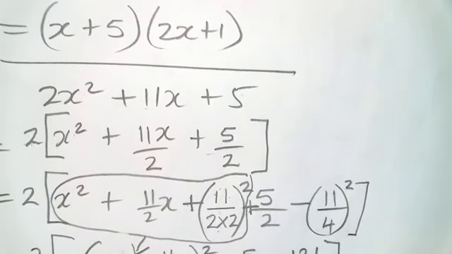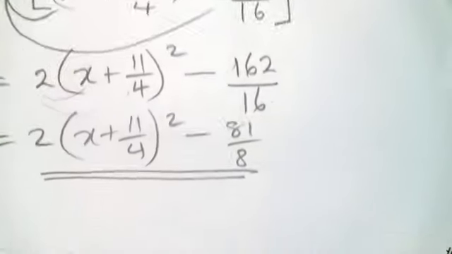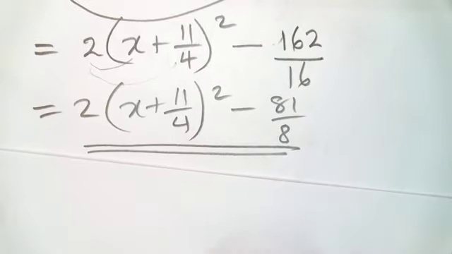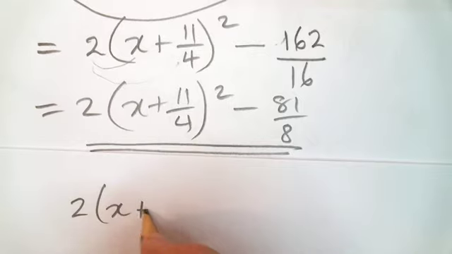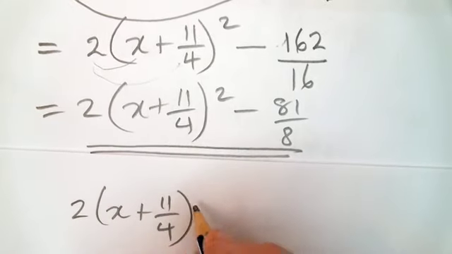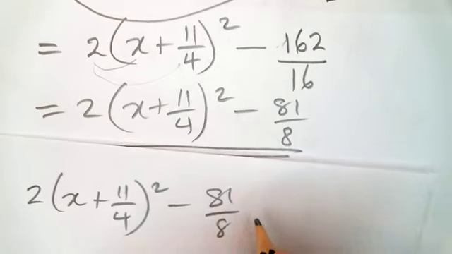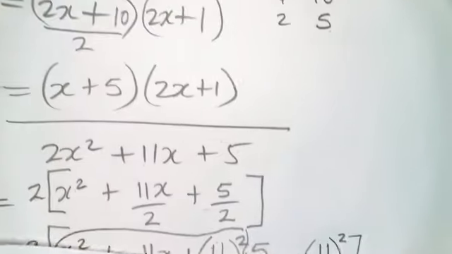All right, now let's solve. So rather than going through all that again, I'm just going to take the answer. Here we go, I'm just going to take what we've got, which was 2 times x plus 11 over 4 all squared minus 81 over 8. And I'm going to make that equal to 0. Now I'm going to solve. And by the way, I should get what we got before when we looked over here.